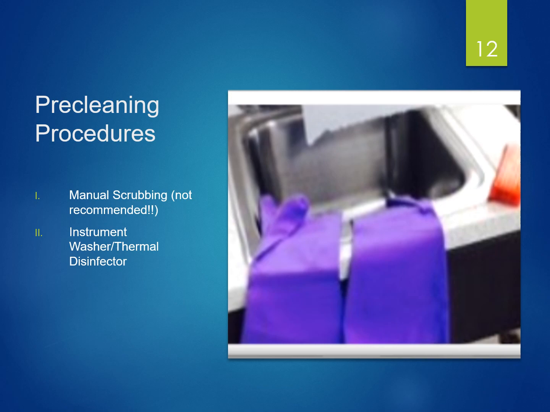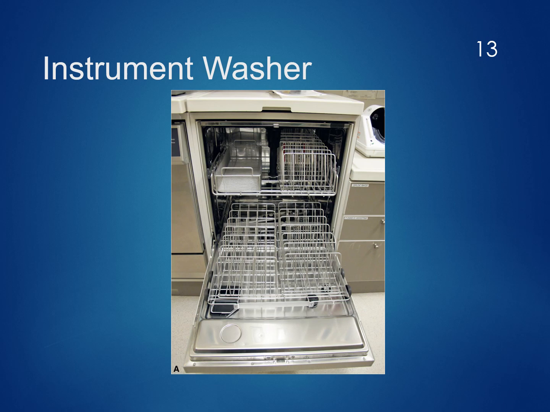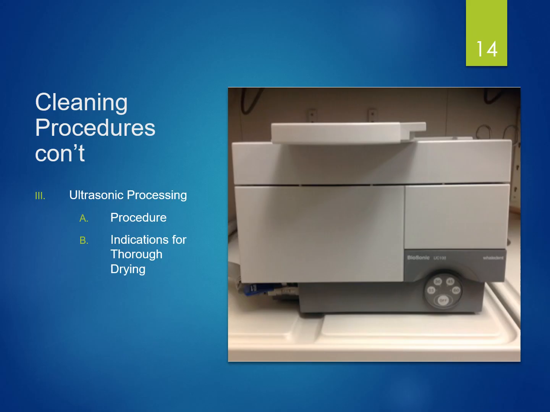This is an instrument washer that is very similar to what you've seen in our central sterilization area. Some offices I have seen used a regular dishwasher. However, if you look closely at this image, you can see that in the instrument washer, there are areas where cassettes can be laid in and stand up on their side, and then they're able to dry before packaging for sterilization. Another cleaning procedure is ultrasonic processing.